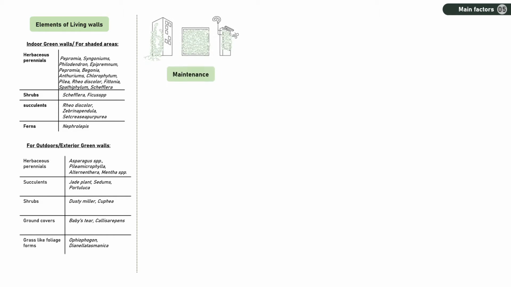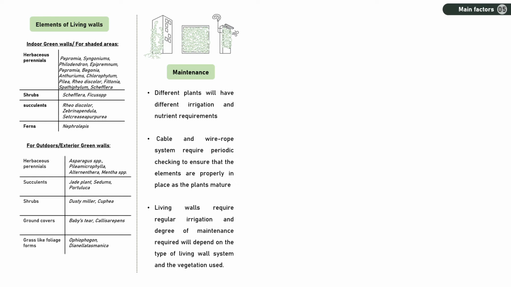Second, the maintenance of having a green wall. Since plants are involved, we must keep in mind that different plants have different irrigation and nutrient requirements. Also, in green facades under indirect irrigation, cable and wire rope systems require periodic checking to ensure that the elements are properly in place as the plants mature. And as for living walls, they require regular irrigation, and the degree of maintenance required will depend on the type of living wall system and the vegetation used.